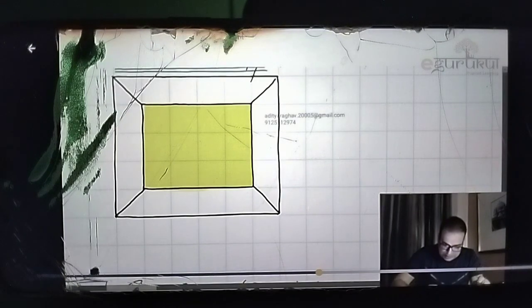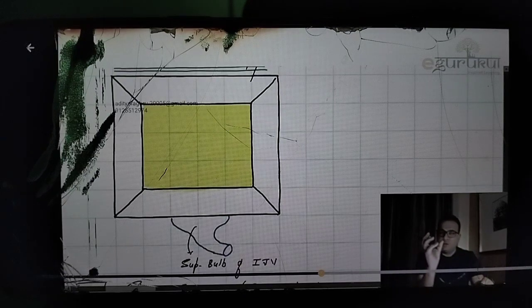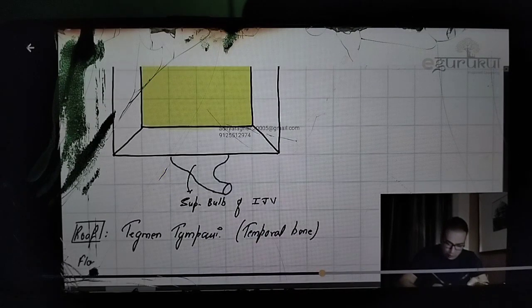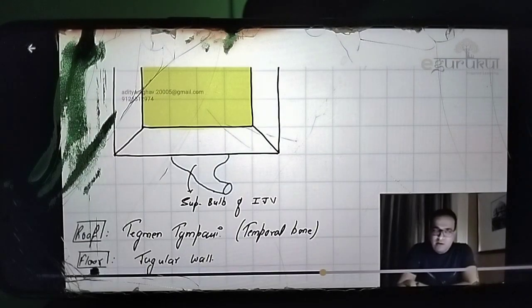It's always good to draw these things, guys. Let us say this here is the internal jugular vein. In fact, I should draw it like this, that it's a superior bulb. So this here is the superior bulb of the internal jugular vein. When the internal jugular vein is formed, it forms like a bulb, which is present exactly below the floor of the middle ear. That is the reason the floor is also called the jugular wall, because it is in relation to the internal jugular vein, or more precisely, the superior bulb of the internal jugular vein.